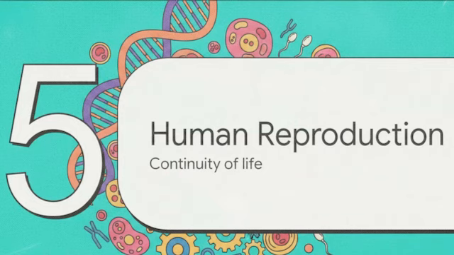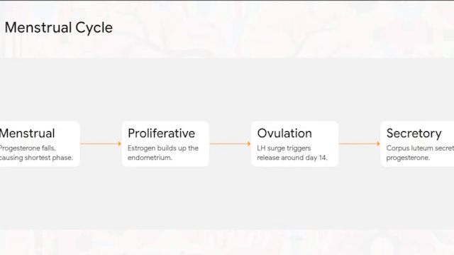Let's look at the ultimate feature of life's machinery, ensuring the continuity of the entire system. The female menstrual cycle is essentially a perfectly timed chemical symphony, stepping through 4 precise phases. It kicks off with the menstrual phase as progesterone levels fall. Then, the proliferative phase builds up the endometrium using estrogen. This all climaxes with a massive surge of LH, or luteinizing hormone, which reliably triggers ovulation right around day 14. Finally, the secretory phase prepares everything for potential implantation.